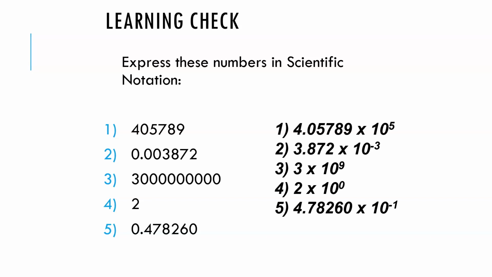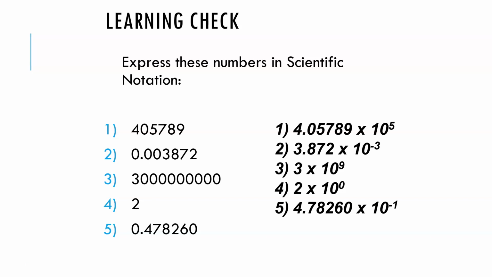1, we would have kept all of our numbers, but put a times 10 to the 5th at the end. That probably wasn't the best one to put in scientific notation in the real world. However, number 2, we did get rid of those zeros up at the front and make it 3.872 times 10 to the negative 3rd. 3 was another example of one that's great to write in scientific notation because we got rid of all of those zeros to just make it 3 times 10 to the 9th.